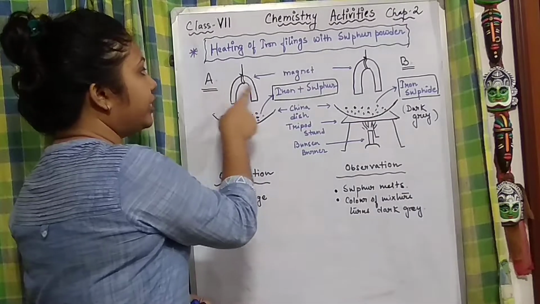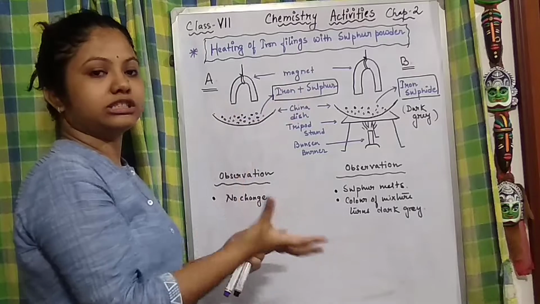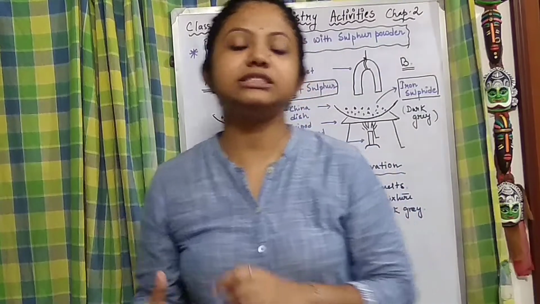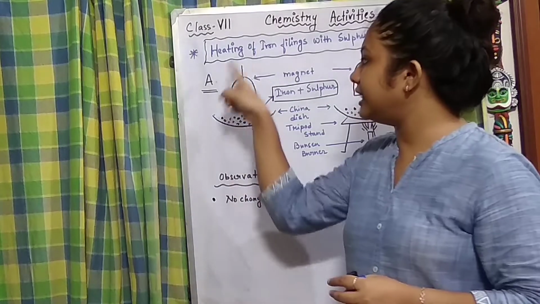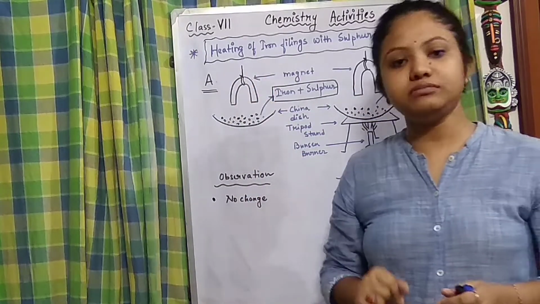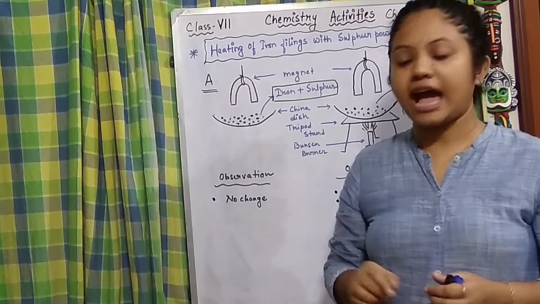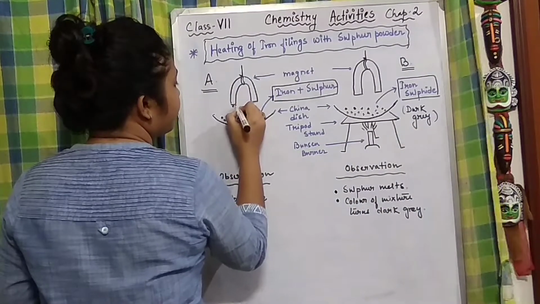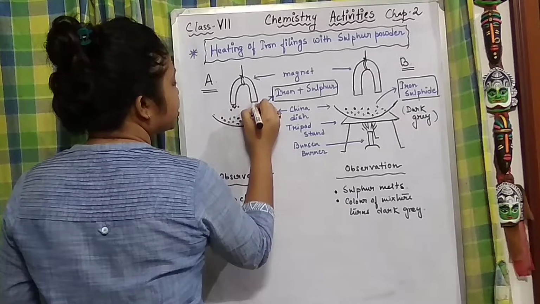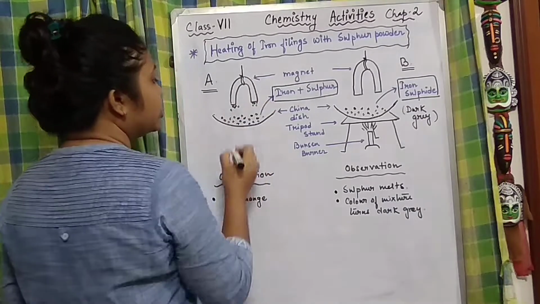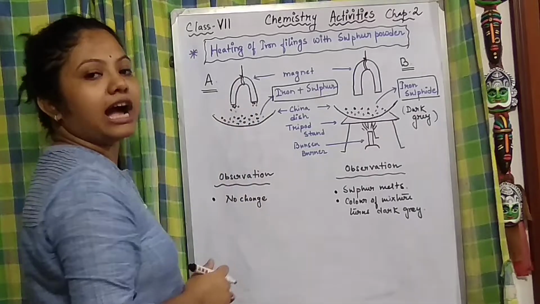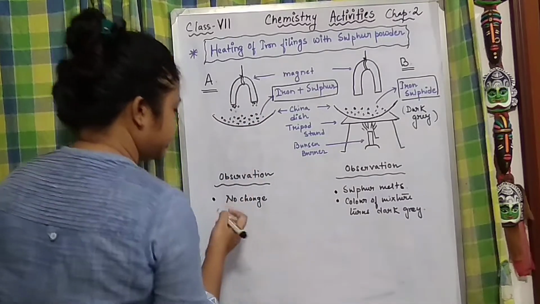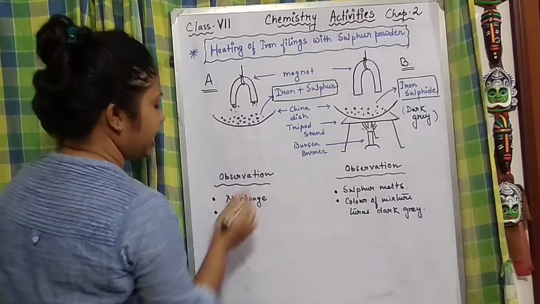Now when we do this above set A, we will see that the iron filings that are mixed with the sulfur powder get attracted to the magnet. Say this black is the iron filings, so they get attracted toward the iron magnet bar. Here we can see that there is no change.